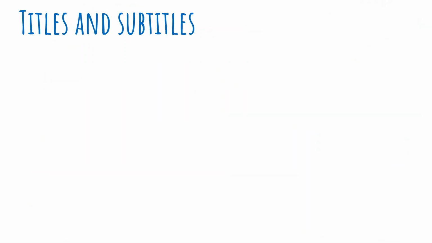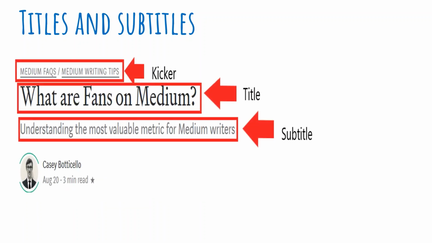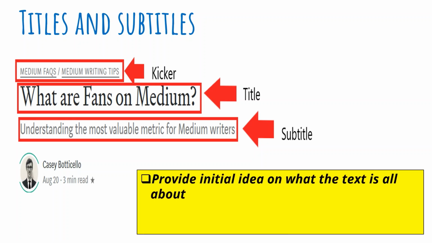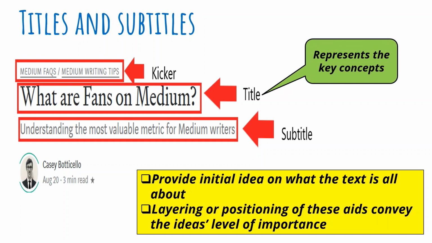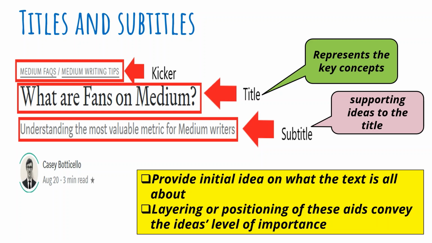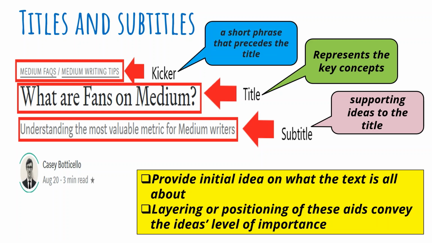Let us discuss first titles and subtitles. This is an example for this particular textual aid. Remember that titles and subtitles provide initial idea on what the text is all about, and the layering or positioning of these aids convey the idea's level of importance. The title represents the key concepts. The subtitle are the supporting ideas to the title, and the kicker is a short phrase that precedes the title.